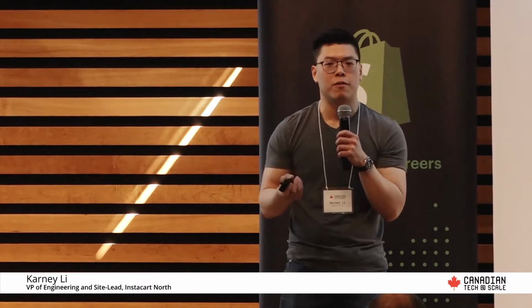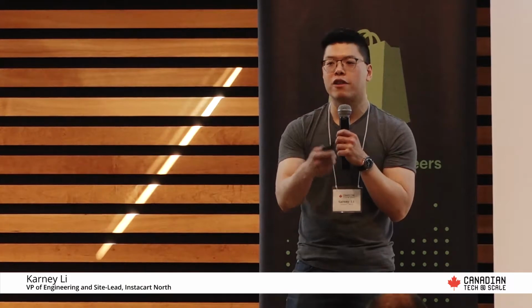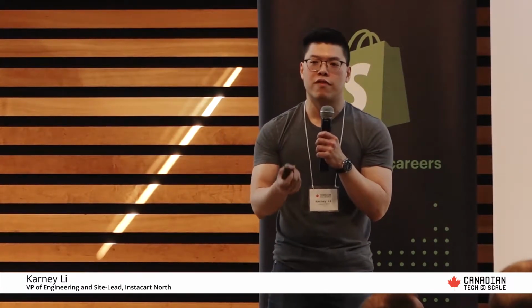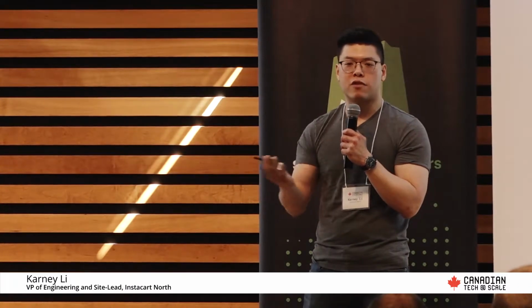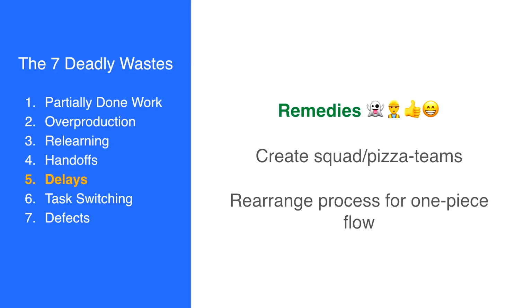What you usually see on teams is we're waiting for resources to become available. You hear this from people. It's like, I'm waiting for so-and-so. I'm waiting for this. So how do you fix this problem? Again, squads or pizza teams, and you rearrange your development process to optimize for something called one-piece flow. So get that feature out the door. Optimize for getting features out the door instead of optimizing for velocity.